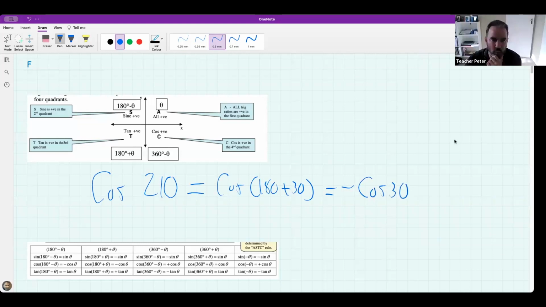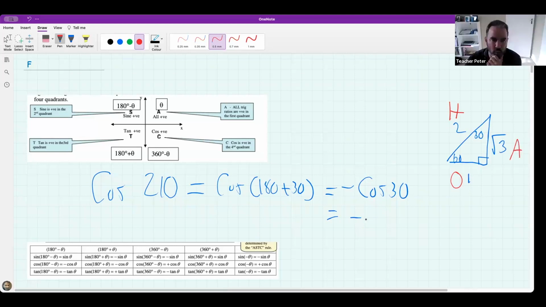Now, more than that, we can even evaluate negative cos 30 because we have something called a special triangle, and we actually did this off by heart. So with the special triangle, here's the reference angle, so that's O, that is H, that is A, and so minus cos 30 should be minus, cos is A over H, so that would be minus root 3 over 2.